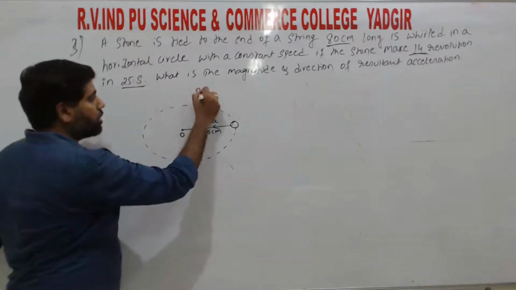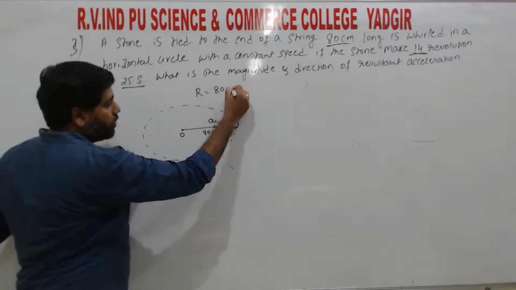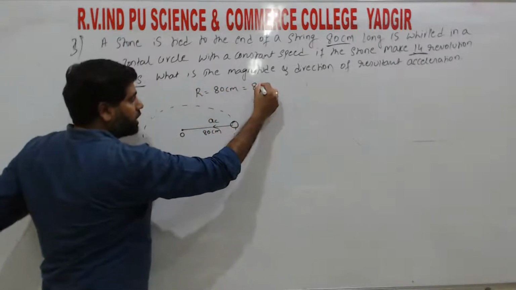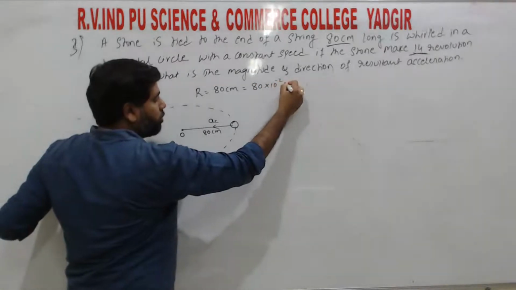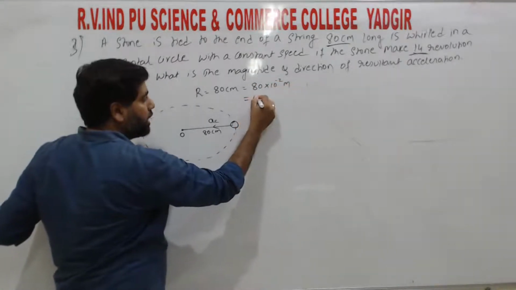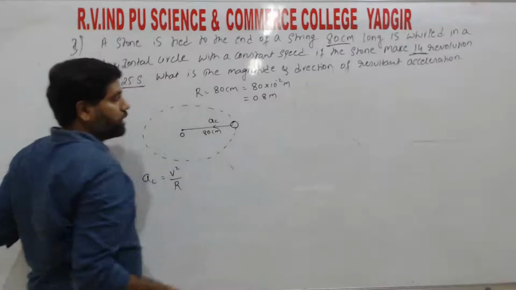So radius r is equal to 80 centimeter. We need to convert that into meters: 80 into 10 to the power of minus 2 meter. So we get 0.8 meter, right?